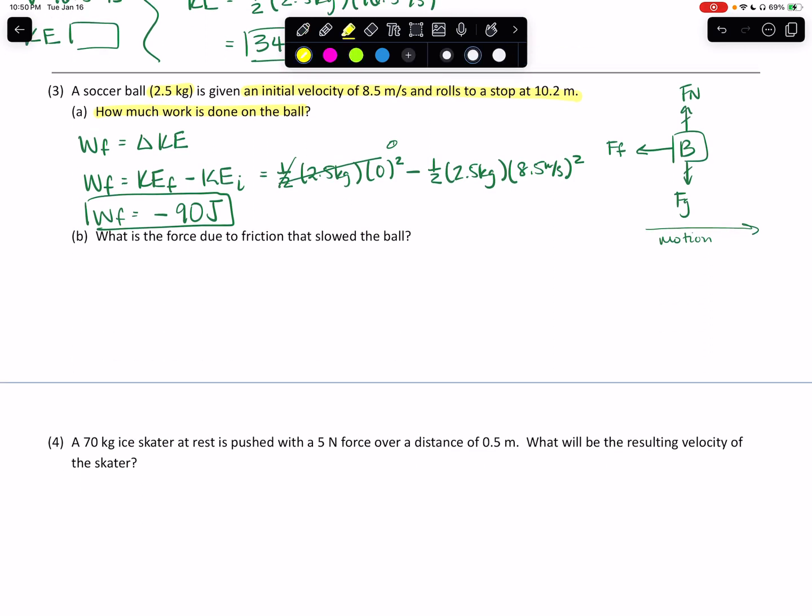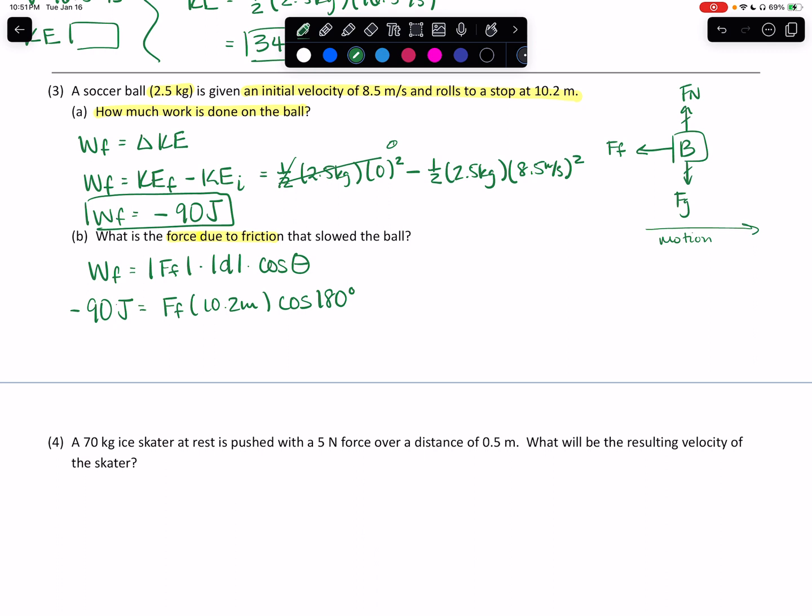Now it wants to find the force due to friction. So now we're going to use our work formula. We know that work due to friction is equal to the frictional force times our displacement times the cosine of our angle. So we have negative 90 joules equal to a frictional force that we don't know. Our displacement was 10.2 meters, and our theta angle here, because it's friction, is 180 degrees, which is a -1, which is great because that's going to fix our negative sign. So our frictional force here has a magnitude of 8.8 newtons.